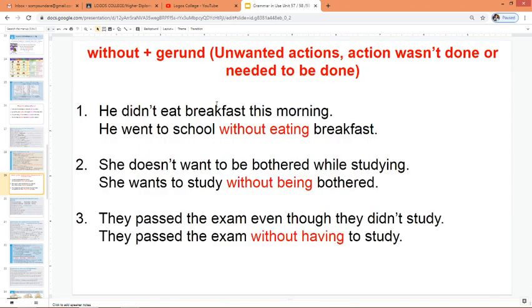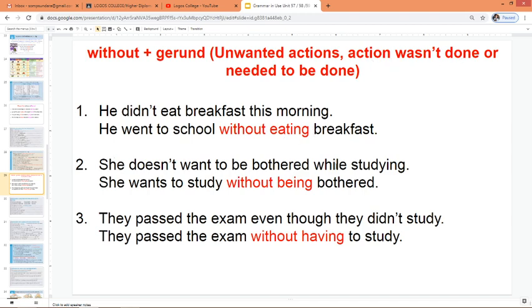Here's some more. Let's go into detail about "without" and the gerund. These sentences mean the same thing. So number one, these two have the same meaning. He didn't eat breakfast this morning. He went to school without eating breakfast. So eating breakfast is an action that wasn't done.